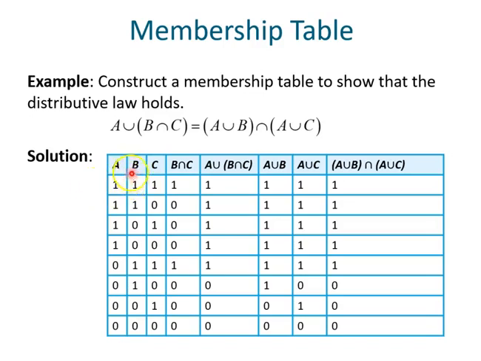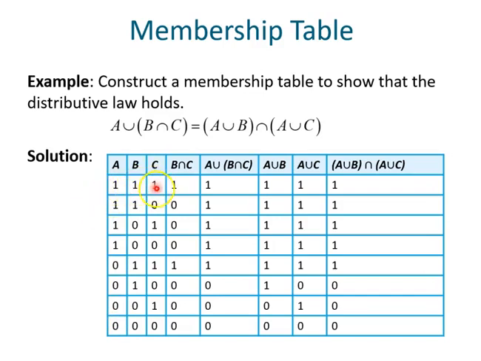If an element of the universal set belongs to A, we write 1 in that row. In the first row, we select an element in the universal set that belongs to A, B, and C. In the second row, we select an element of the universal set that belongs to A, B, but that element doesn't belong to C. And we have to write all possible combinations of belongings.